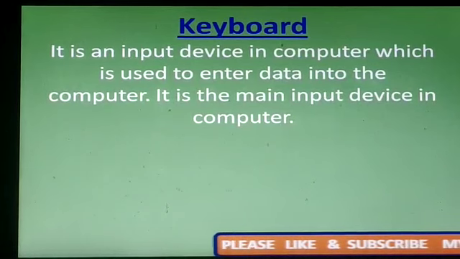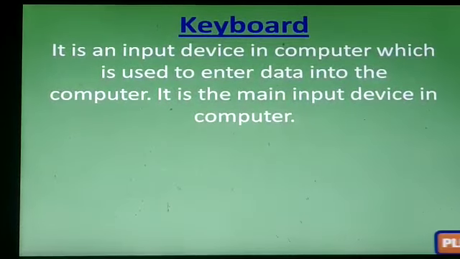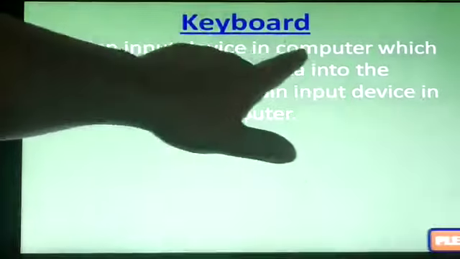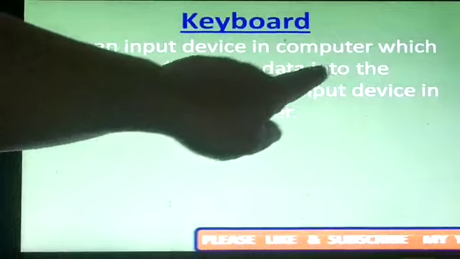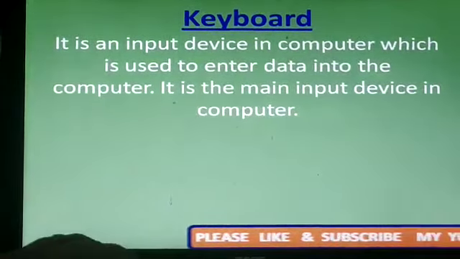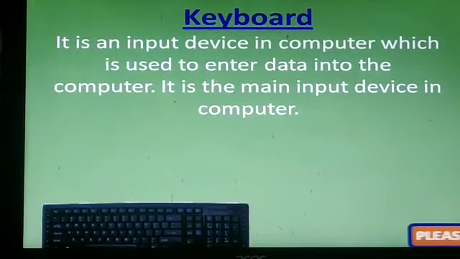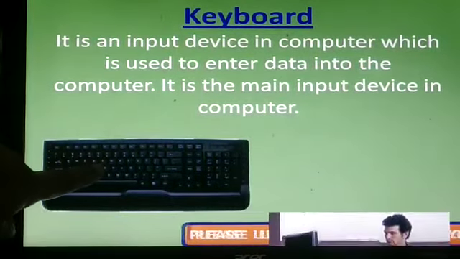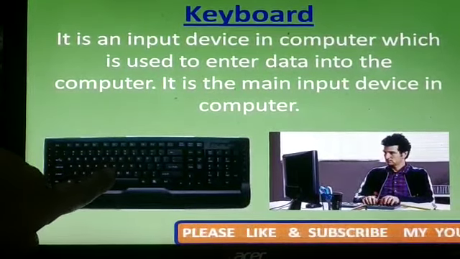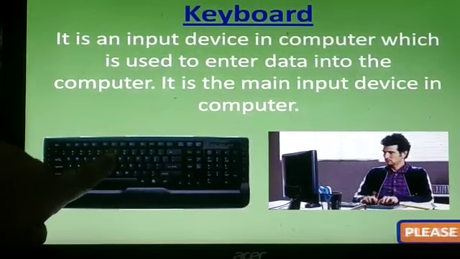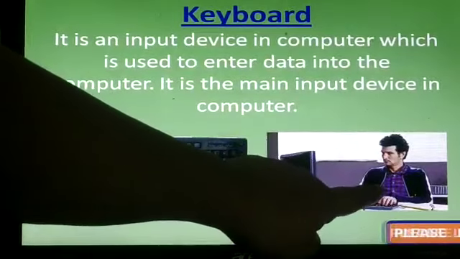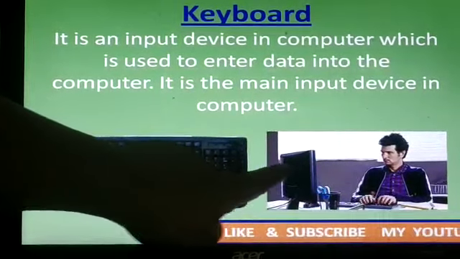So let us start now, input devices one by one. First input device is the keyboard. It is an input device in computer which is used to enter data into the computer. It is the main input device in computer. Yes, here is a picture of a keyboard. This is the main input device through which we can enter our data. In the keyboard we have alphabet keys, number keys and so many special keys. In this picture, a man is giving input through the keyboard in the computer.